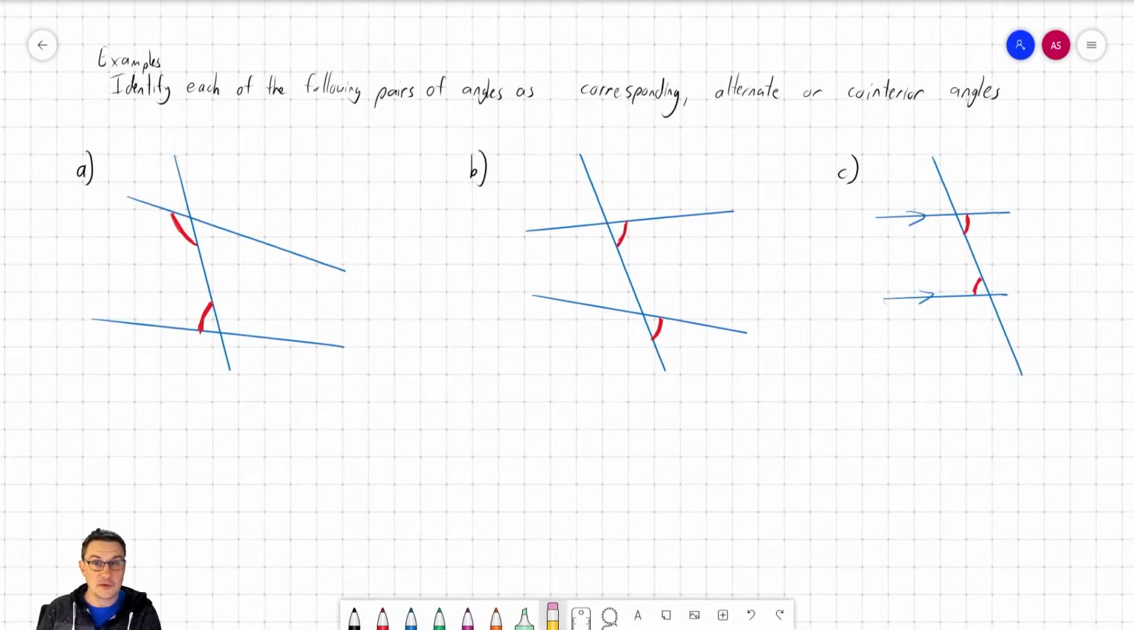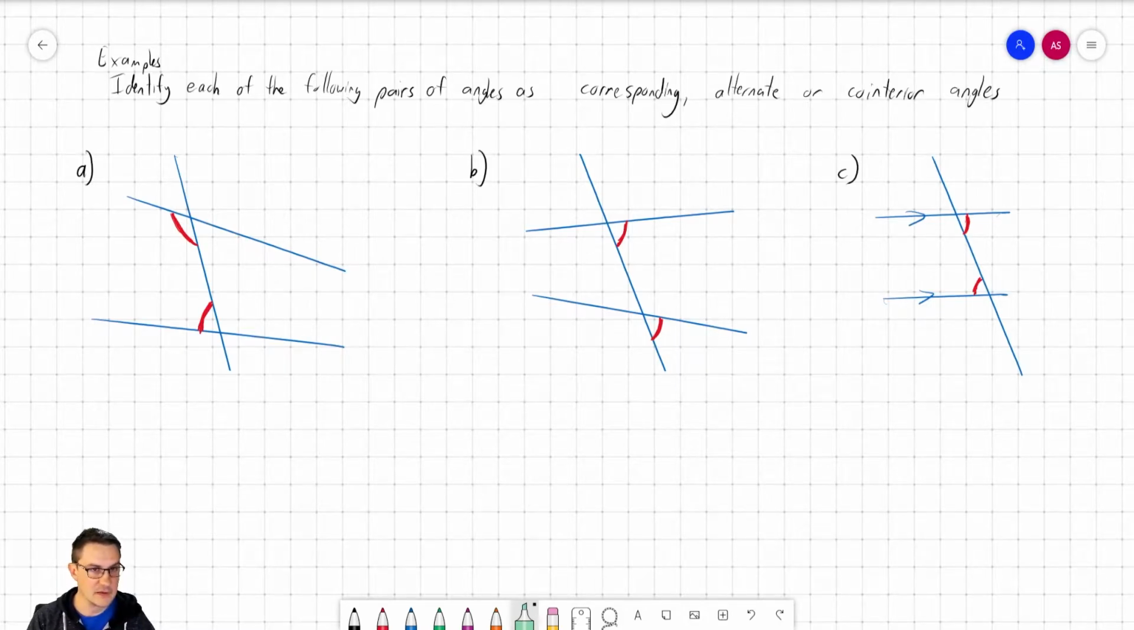Amazing people, we're going to look at some examples where we need to identify the type of relationship between two angles, or angle pairs here. Now, in the first one, we've got these two angles highlighted in red. What we need to do is identify what rule is being used here. Now, what I want to do is use a highlighter to understand the shape of these and then use that to help me understand what rule is being used here.